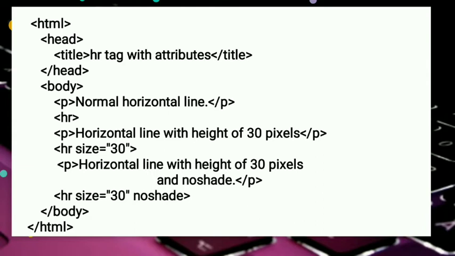Inside the body tag, a paragraph tag is available. P, normal horizontal line, and HR means one horizontal line with height of 30 pixel. So we are using size equal to 30, HR size equal to 30. Again another one, paragraph, horizontal line with height of 30 pixel and noshade. The code is HR size equal to 30, noshade. Now again close the body tag.